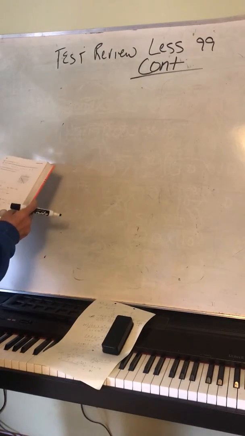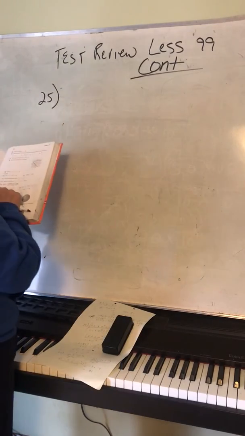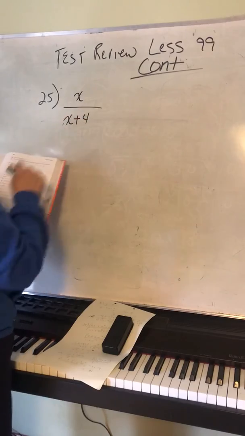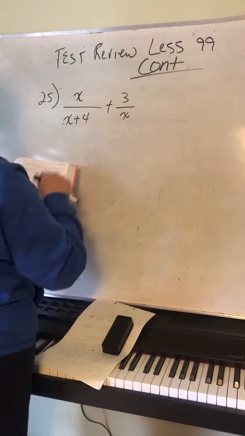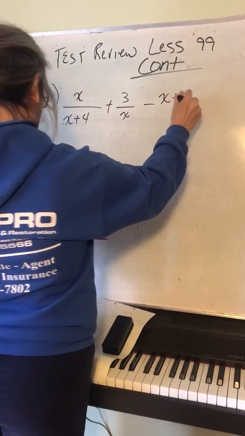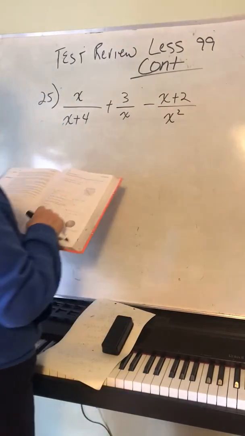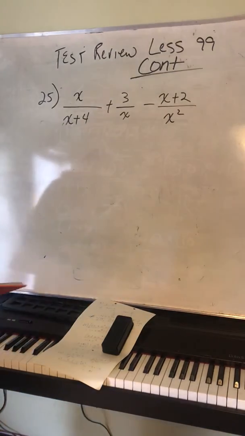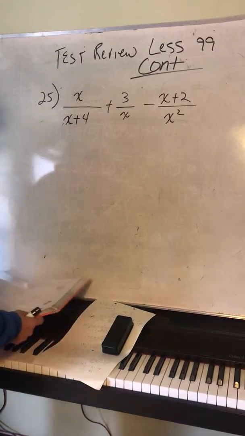Okay, 25. On 25, we're going to do x plus 4 plus 3 over x minus x plus 2 over x squared. Okay, these are all being plus and minus. They are also not an equation.